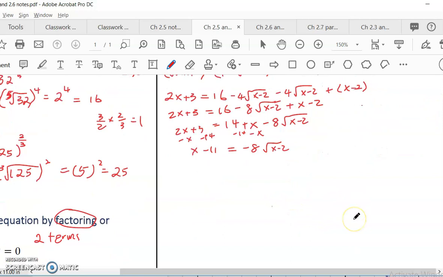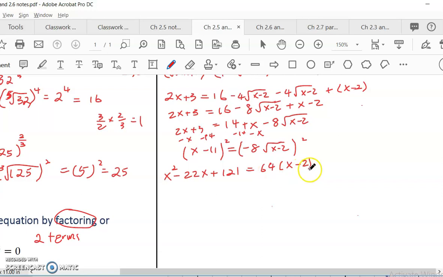Okay, so now I want to get rid of the square root of x minus 2 because it's trapped inside. So usually we would divide this first, but we'll just square both sides, right? So this is foiling. So it'll be x squared minus 22x plus 11 times 11 is 121. This is not foiling. This is just square the first term and square the second term. Square of negative 8 is 64. Square of the square root of x minus 2 is x minus 2.